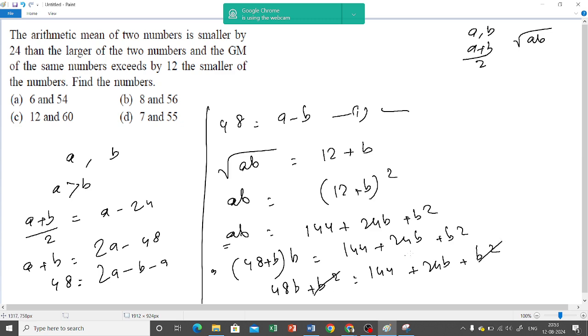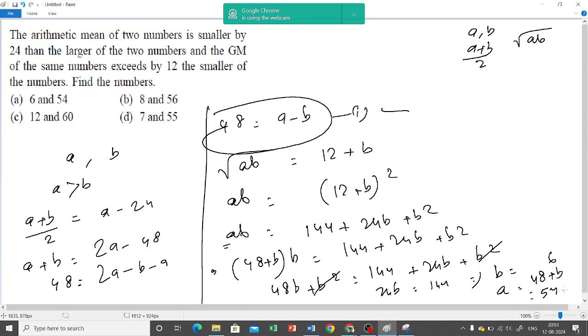So both b squares got cancelled out. This becomes 24b is equal to 144, and this gives me b equals 6. Then a is 48 plus b from this equation, so that is going to be 54. So option a is the answer. This is so easy.